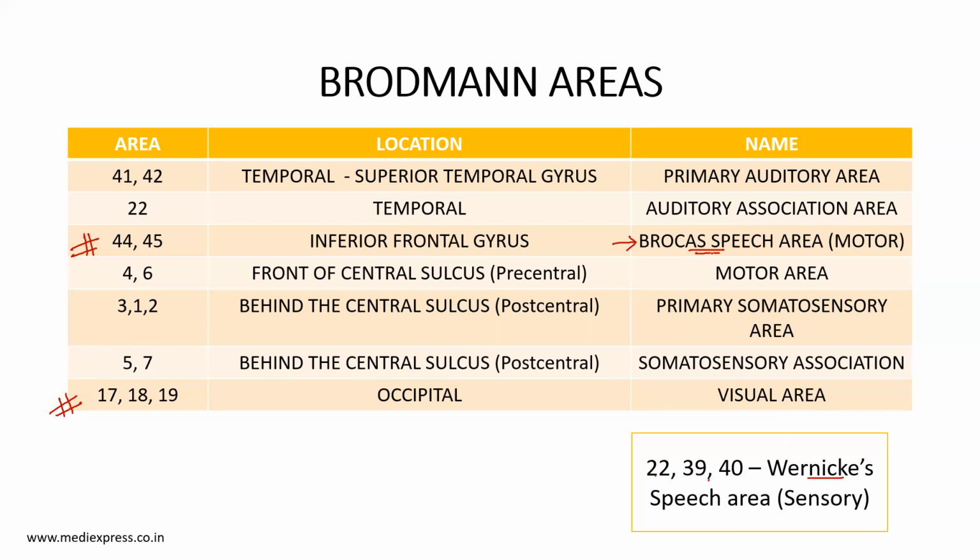41, 42, primary auditory area. 22, auditory association area. 44 and 45, Broca's speech area. 4 and 6, that is motor area. 3, 1 and 2, that is primary somatosensory area. 5 and 7, that is somatosensory association area. 17, 18, and 19 becomes the visual area.